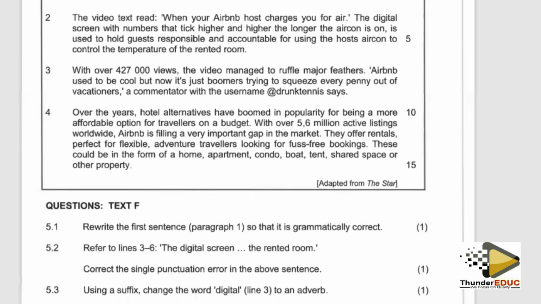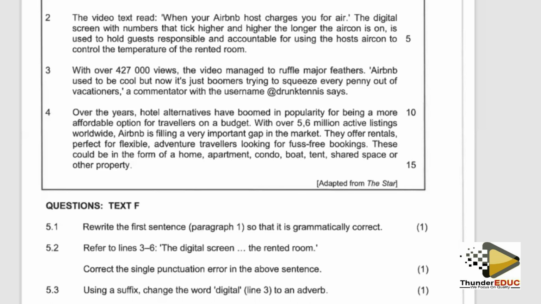5.2 refer to lines 3 to 6. The digital screen with the numbers that tick higher and higher, the longer the aircon is on, is used to hold guests responsible and accountable for using the host aircon to control the temperature of the rented room. That is our line 3 to 6. And our question based on line 3 to 6 says, correct the single punctuation error in the above sentence. Let's go back.